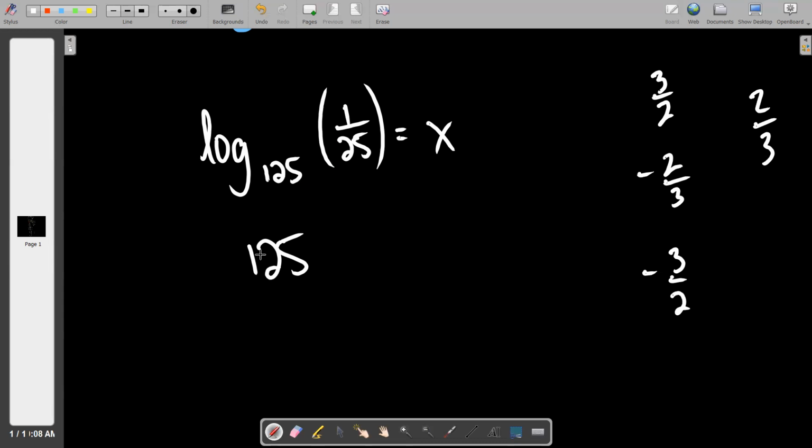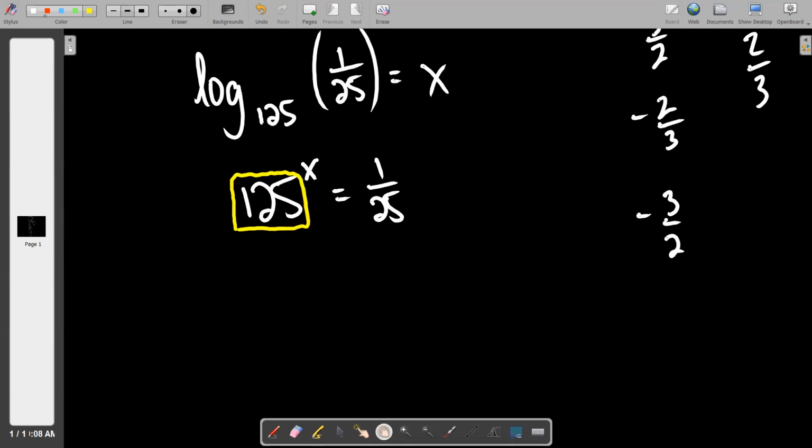I'm going to water cycle it out, and I'm going to put 125 to the power of x equals 1 over 25. And now all I need to do is play that Goldilocks game and say, okay, 125, what are you? What is 125? Yes, he is non-negotiably 5 to the third. And then I'm going to stick the x on that side.